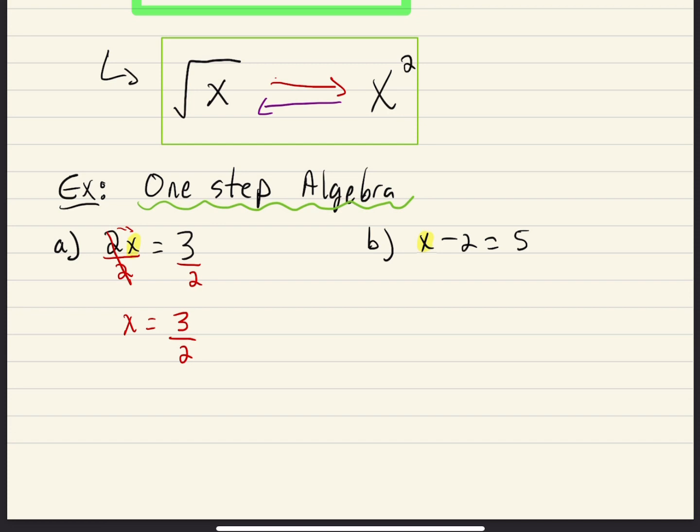Now, if I go to the next one, I have x minus 2 is equal to 5. Now the inverse operation is addition. So we're going to add 2 to both sides. That would cancel the 2's on the left side, and then x would be equal to 7. And again, both different cases of inverse operations.